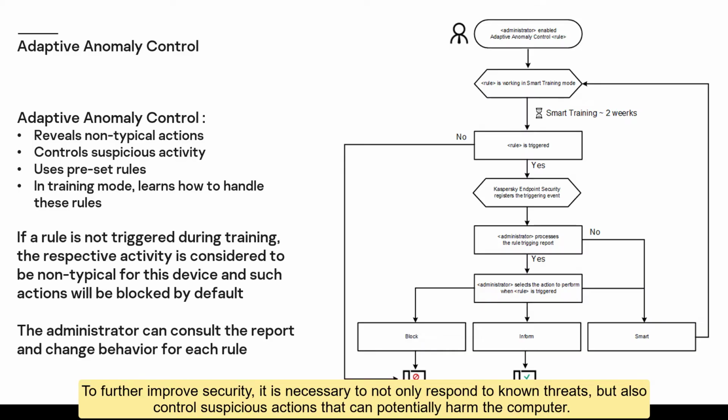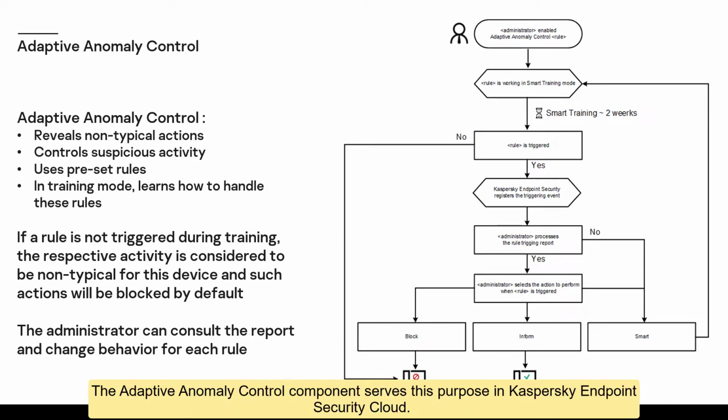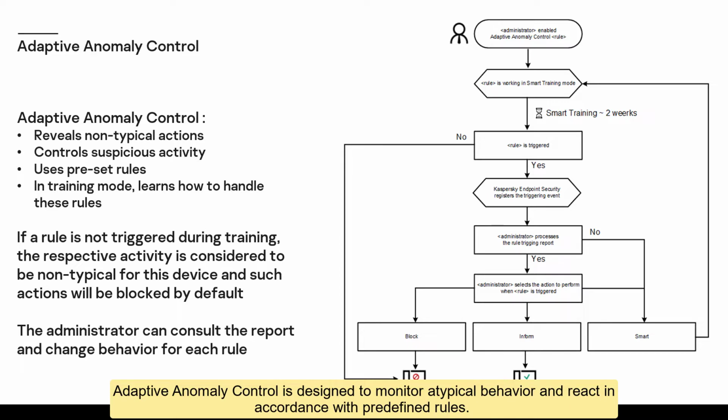To further improve security, it is necessary to not only respond to known threats, but also control suspicious actions that can potentially harm the computer. The Adaptive Anomaly Control component serves this purpose in Kaspersky Endpoint Security Cloud. Adaptive Anomaly Control is designed to monitor atypical behavior and react in accordance with predefined rules.